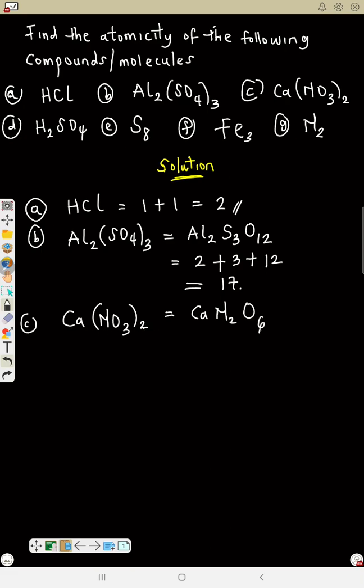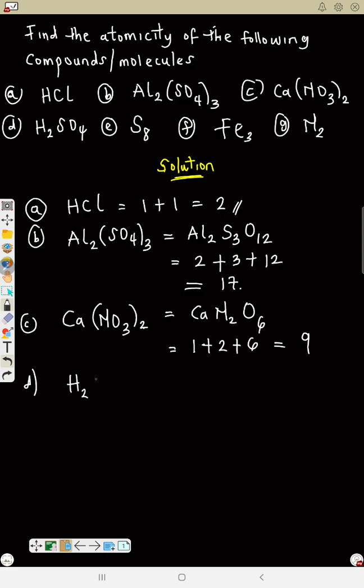Then O6. So now, how many calcium here? 1, because the subscript here is 1. How many nitrogen here? That will be 2. How many oxygen? That will be 6. That means the total number of atoms here is 9. That means the atomicity of calcium nitrate, that is Ca(NO3)2, is what? 9.